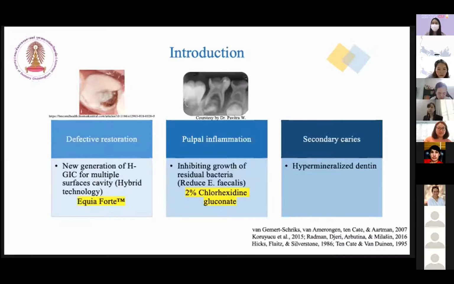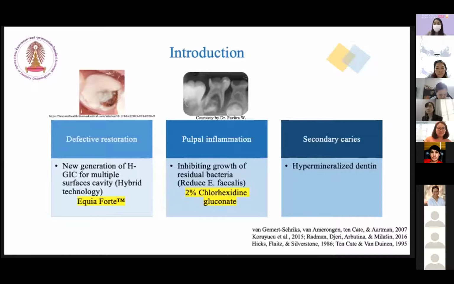The survival rate in 2 years follow-up of single surface ART with GIC was high in both primary and permanent posterior teeth, while the multiple surface restoration shows lower survival rate. The new generation of HGIC, such as Equiaforte, is claimed to be used with cavity class 2. Hybrid technology in Equiaforte helps increase fracture strength, which prevents material deformation against chewing force.